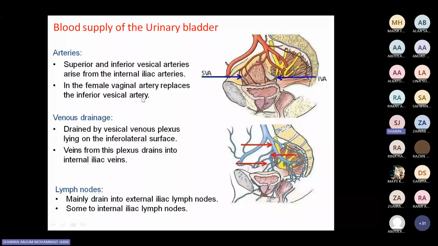The veins will be by the vesical venous plexus, which will be present on the inferior-lateral surface. Here you can see the venous plexus, these blue veins, which will drain into the internal iliac veins. What are the lymph nodes? They drain into external iliac lymph nodes, or some may go to internal iliac also.